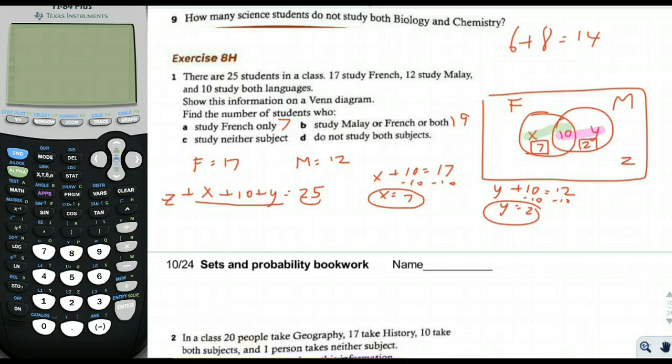So we know that x is 7, we know that y is 2, so z would be equal to 6. Okay, so study neither subject is 6. Do not study both subjects, so that would mean they don't study both, but they could study one or the other, so that would be 7 plus 2. It could also be the people outside, which is 6, so that would be 15. Okay?